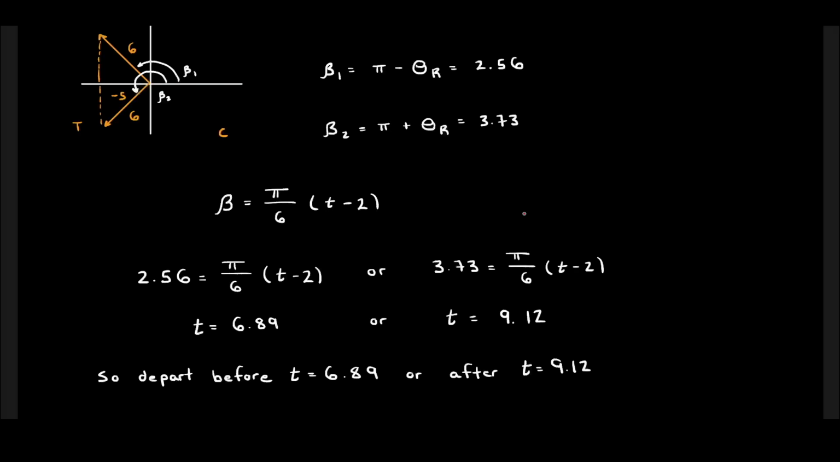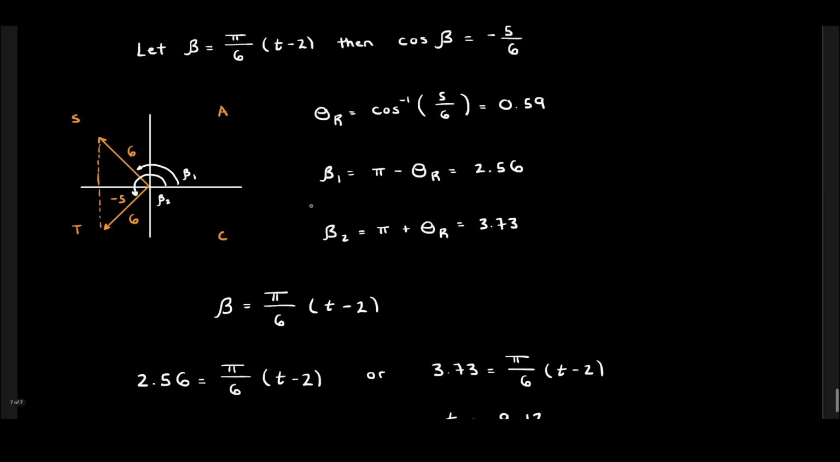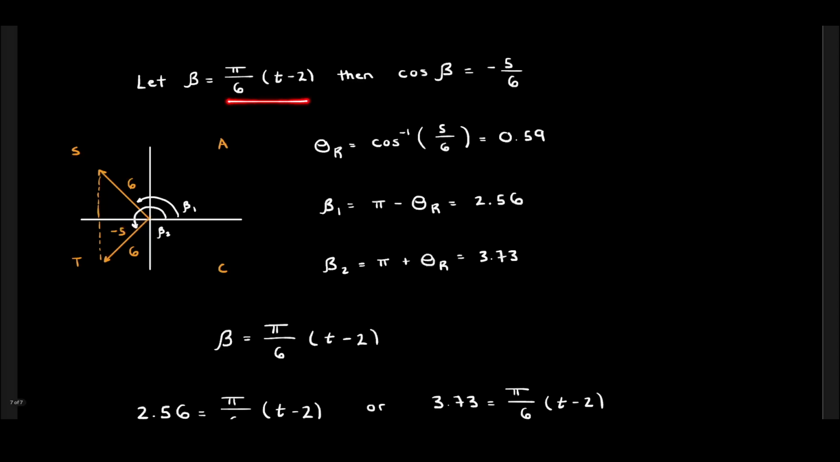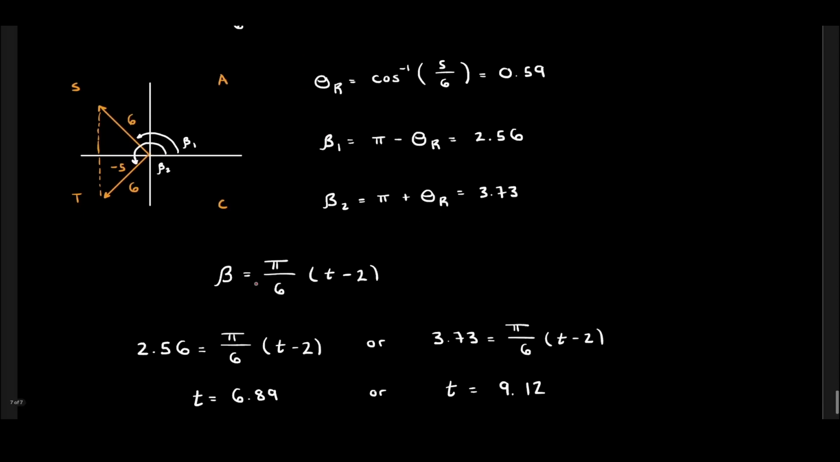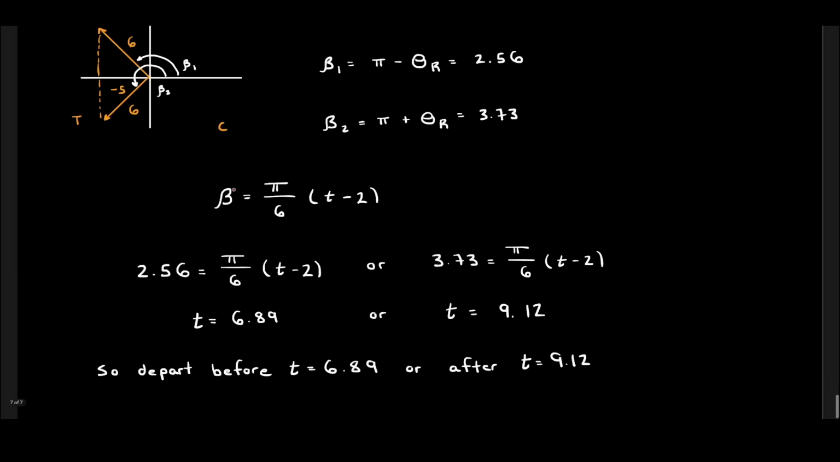Now that we have found our beta values, remember that our goal was to find the time, right? And so we have to undo the substitution. We set beta equal to this. Now we have to undo that. Now that we have our beta values, we can just sub them back into this equation, right? So 2.56 equals this, or 3.73 equals this. And now you can divide both sides by pi/6 and then add 2, and you'll get your 2 times. You'll get time is 6.89 and time is equal to 9.12.